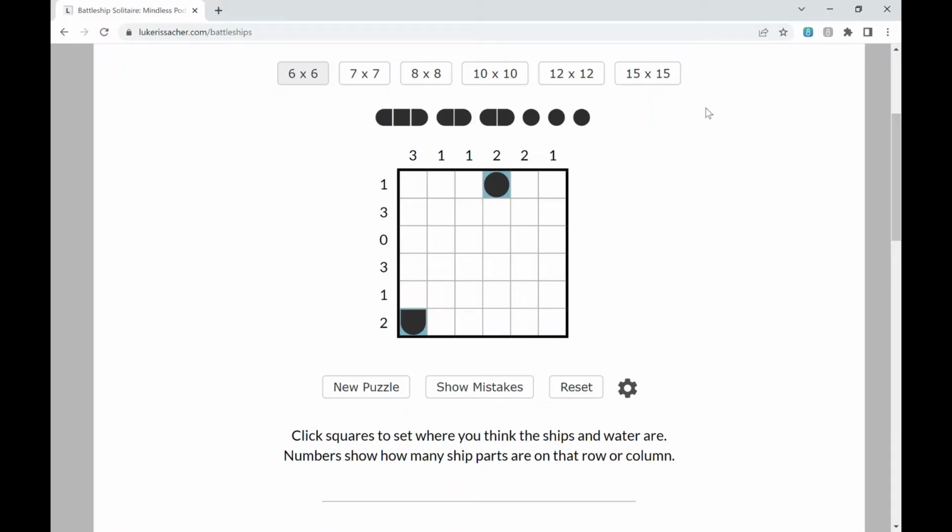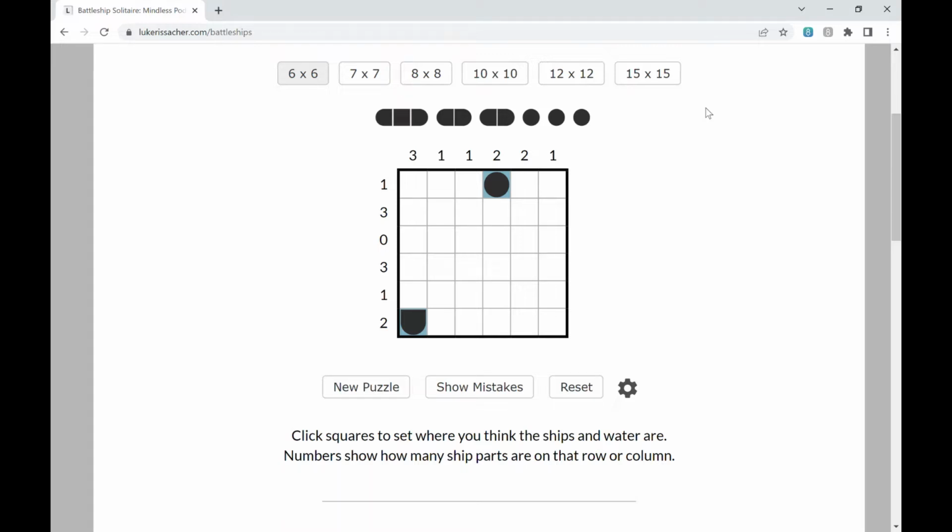Hi everyone, and welcome to today's video in which I'm going to help you learn to solve a Battleships Solitaire simple 6x6 puzzle. These are super fun and addictive, and I highly recommend them as a brilliant way to get your brain engaged before a study session so that you can be as productive and focused as possible.